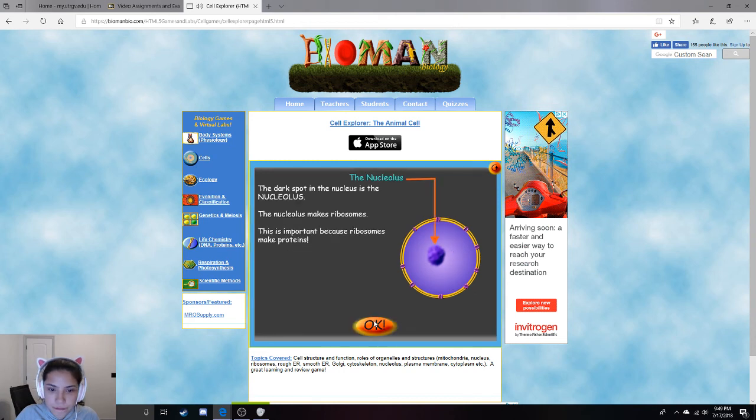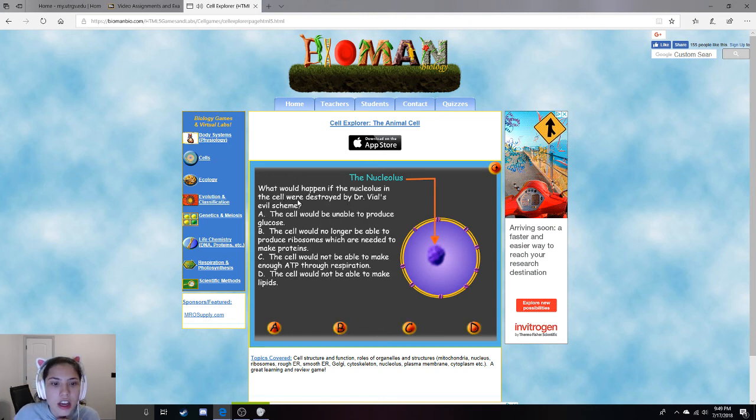Let's see. Nucleolus. The nucleolus is the dark spot in the nucleus and makes ribosomes. This is important because ribosomes make proteins. What would happen if the nucleolus in the cell was destroyed by Dr. Veal's evil scheme? The cell would be unable to produce glucose. The cell would no longer be able to produce ribosomes, which are needed to make proteins.